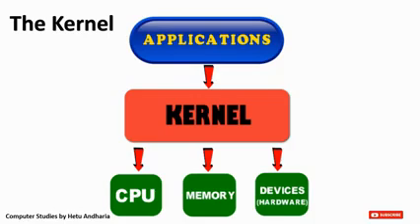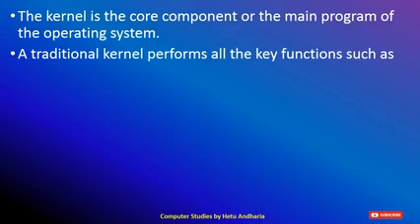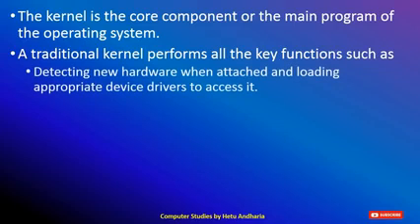Kernel is the thing which serves as a bridge between the hardwares and the softwares and allows the smooth working of the computer. It is the core component, or we can say the main program of the operating system, without which everything will be useless. The kernel is the core component, or the main program, of the operating system. Now we will see some other works and other key functions of the kernel also.